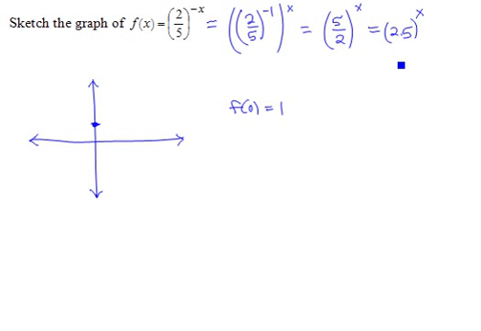Let's get an approximation for a couple of values. Of course, x equal 1 is another easy one to compute. That gives us 2.5. So (1, 2.5) gives us a point approximately here.